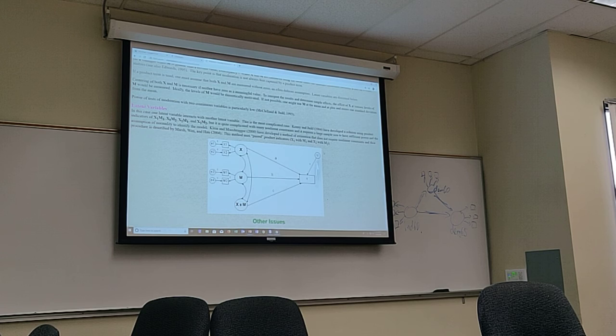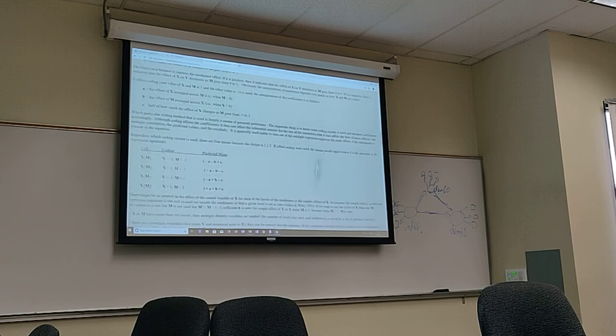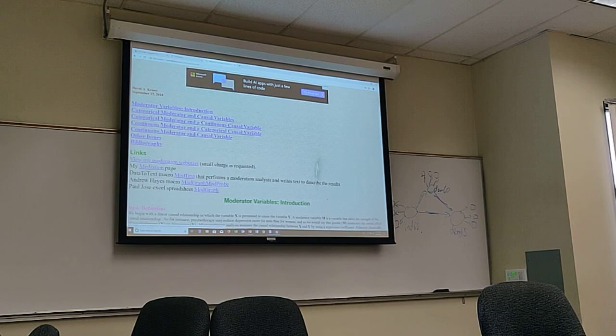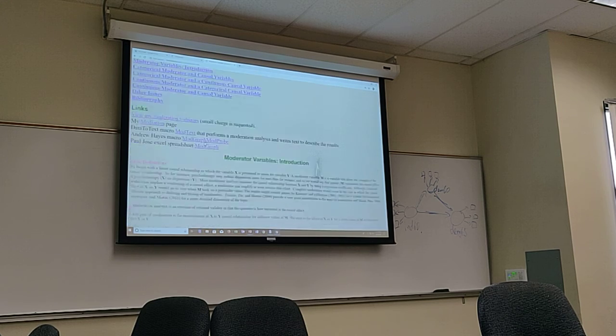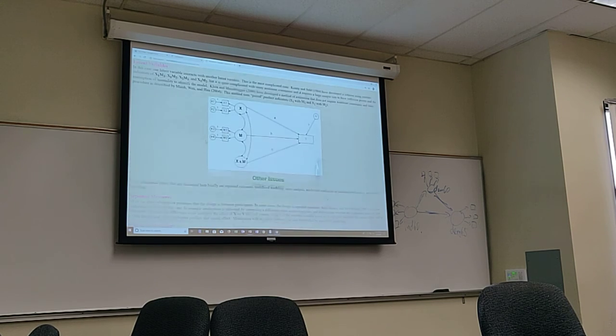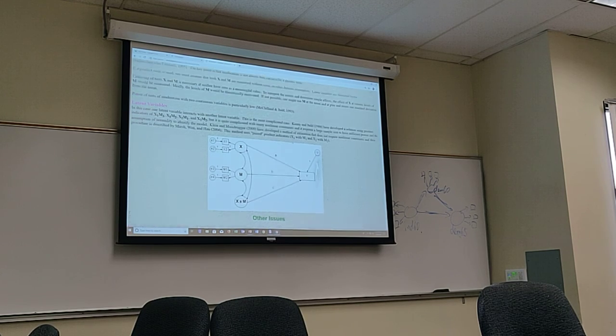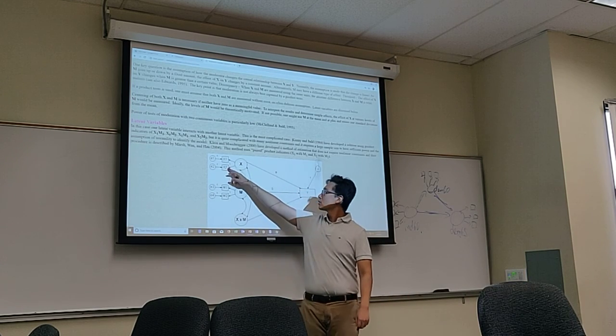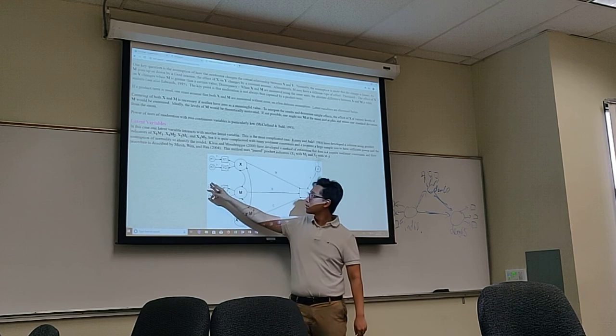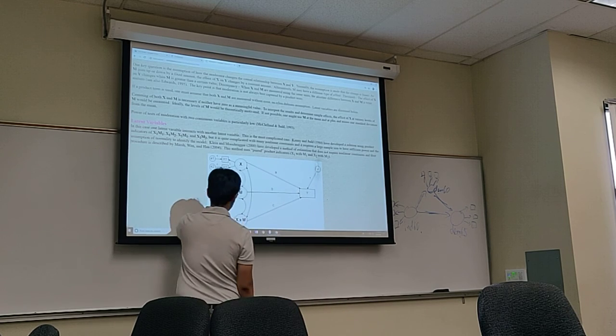X1, M1, X. You can see here there's a website online, created by David Kenny. I think he's a really famous scholar about moderation, with different cases. You can see here they need to create a product term to specify the moderation. But if it's about latent variables, how to do that? You can see here, if X has 2 items, M has 2 items, how to create this?